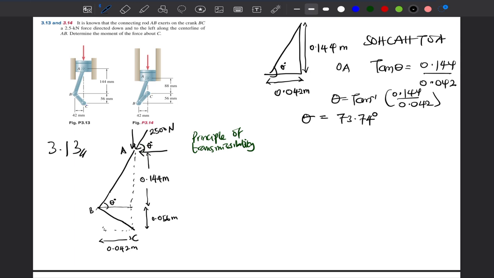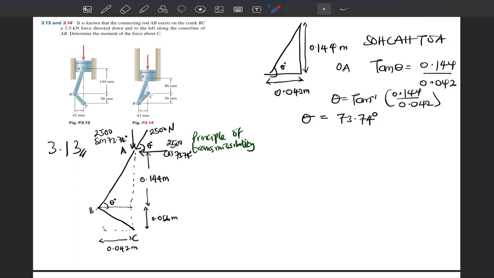With this, we can now write our vertical and horizontal components at A. For the vertical component, we have 2500 sine 73.74 degrees. Then here, 2500 cos 73.74 degrees as our horizontal component.